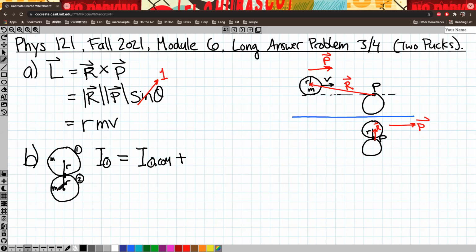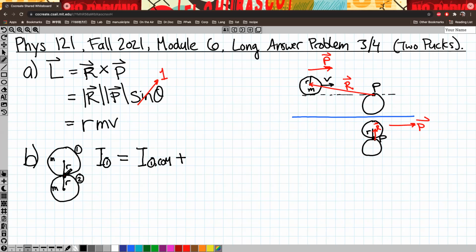Okay, so let's just say there's one disk. What is the moment of inertia of that disk around the point P? Well, it would be the mass of the puck times the distance from the center squared. The mass of the puck times the distance from the center squared. Yeah. What about the moment of inertia of the center of mass?